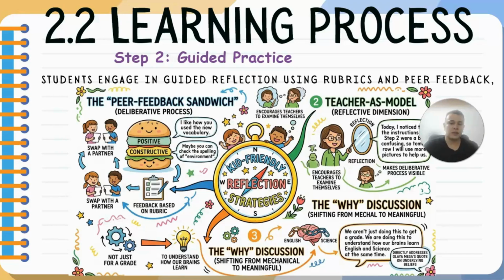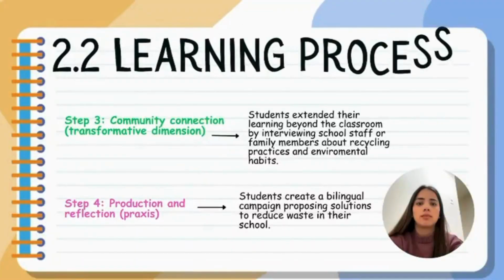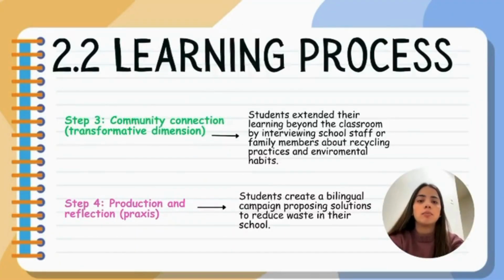Through the integration of transparency and reflection, the learning process becomes more inclusive, dialogic, and student-centered, strengthening both autonomy and metacognitive awareness. We have here an example of three different strategies that the students use in this proposal: the peer feedback sandwich, the teacher as a model, and the why discussion. Then we have step 3, community connection.